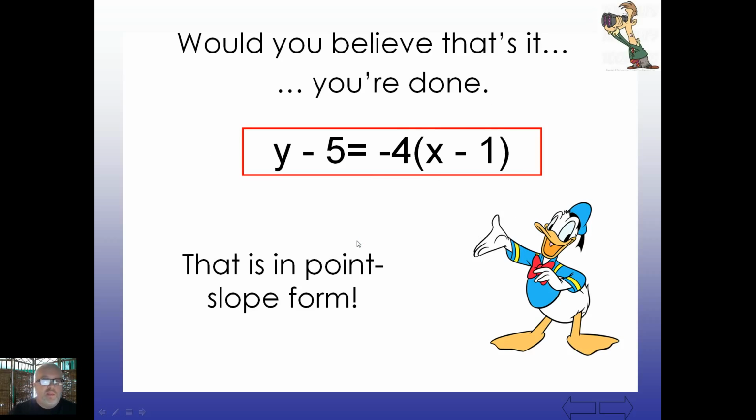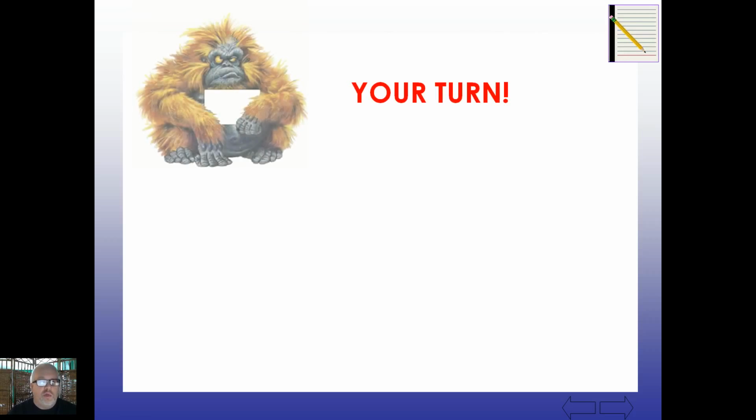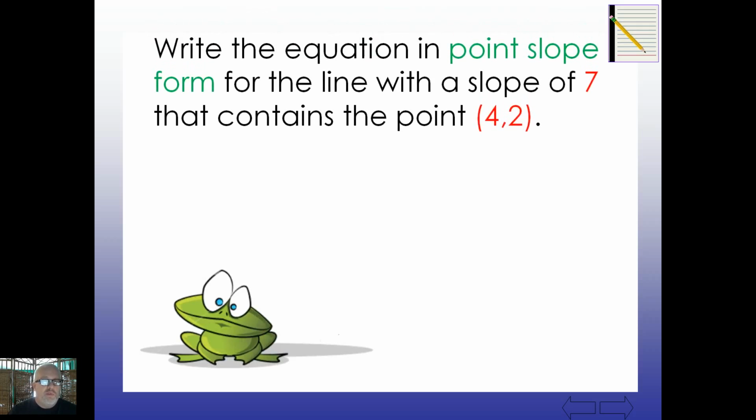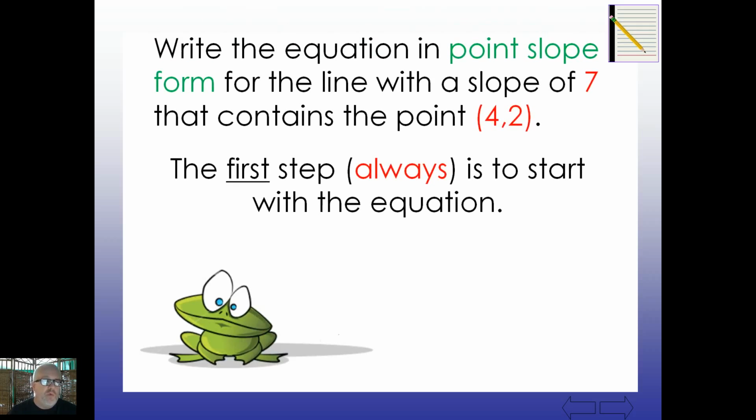Alright, let's have you try one on your own now. Okay, so your turn. Write the equation in point slope form for the line with a slope of 7 that contains the point 4, 2. Slope of 7 contains point 4, 2. Okay, so how do we start this? So let me give this to you here, and then remember, start with the general form of the equation, y minus y sub 1 equals m times the quantity x minus x sub 1. Alright, go ahead and try to plug those in. Plug in for the slope and the point, and let's just write the equation out.